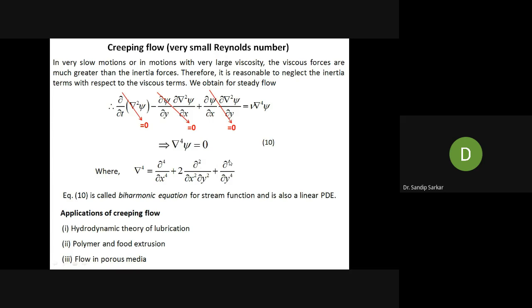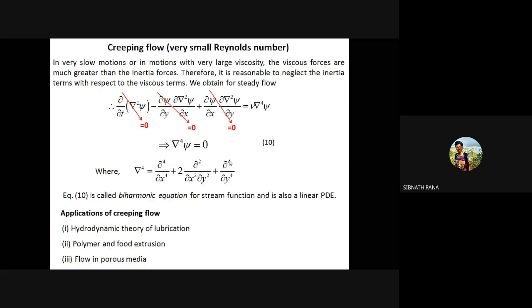Is that clear now? Yes or no? Yes, sir. Okay. Any doubt?